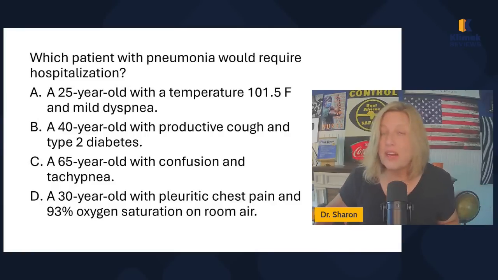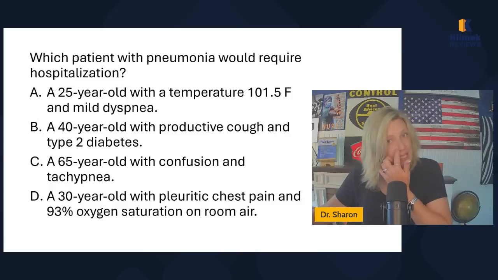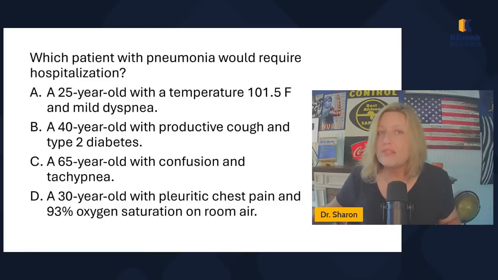65-year-old. Okay, 65-year-old is old enough to be hospitalized. That's 1 point with confusion and tachypnea. Well, confusion gives them 2 points. I don't know tachypnea. I don't know how fast it is. If it was over 30, they'd have to go to the ICU because that would be 3 points. But if it's under 30, they could be admitted to the hospital.